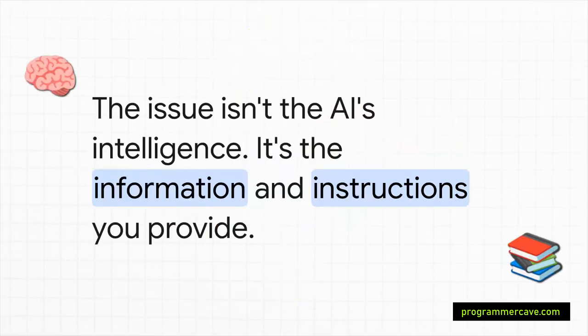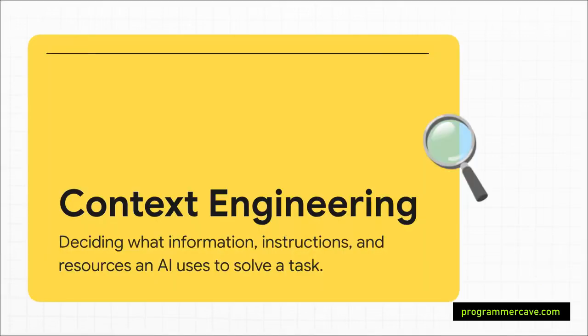But here's the twist. What if the problem isn't the AI's intelligence at all? What if the real issue is how we're presenting the information? See, the problem isn't the student, it's the open book we handed them. Maybe it was too messy, poorly organized, or just plain confusing. And that brings us right to the heart of it all.